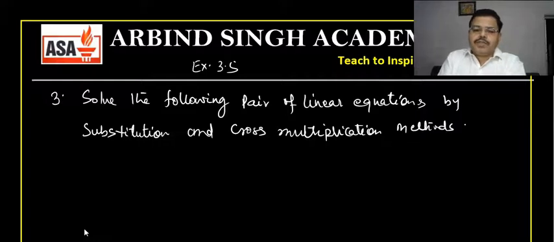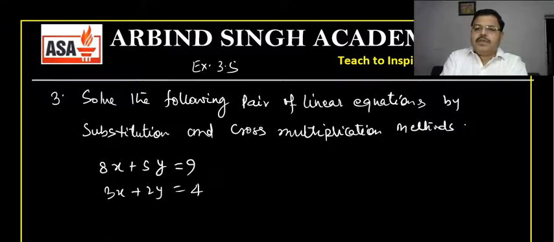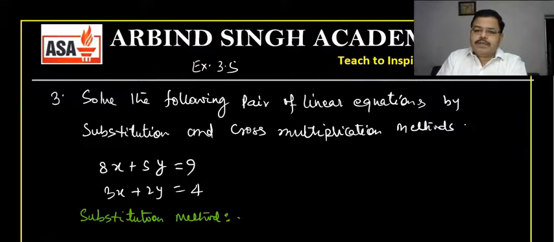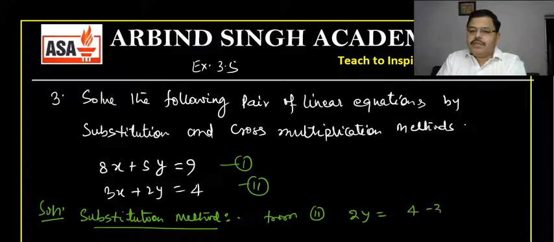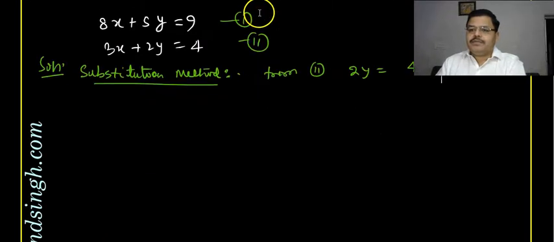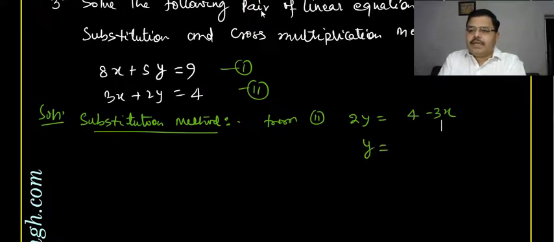The question is 8x plus 5y is equal to 9 and 3x plus 2y is equal to 4. First I am going to solve this question with the substitution method, and thereafter we will discuss cross multiplication as well. In the substitution method, these are the two equations. From the second, we can write 2y is equal to 4 minus 3x, and therefore y can be written as (4 minus 3x) divided by 2. This is equation third.